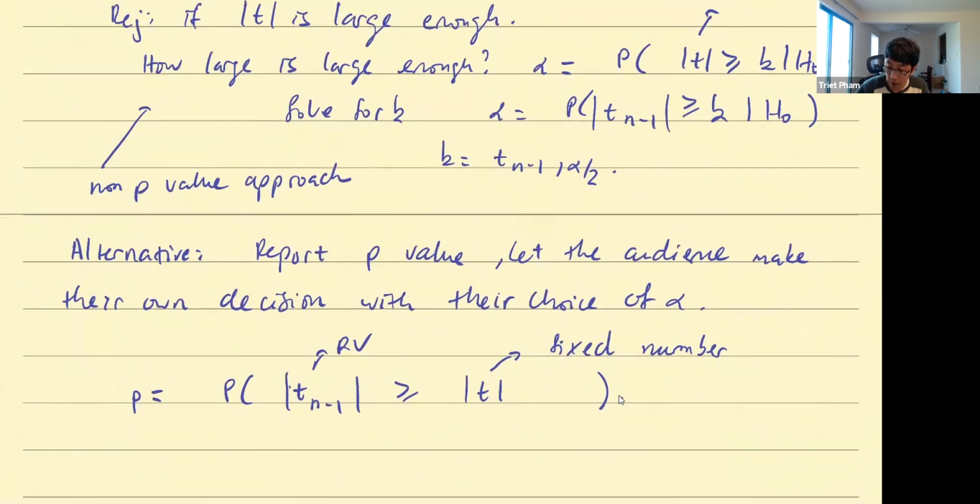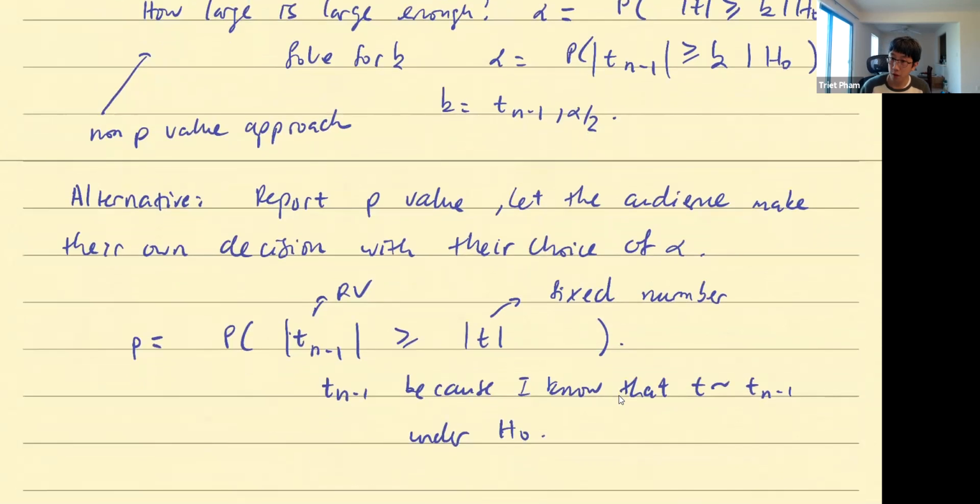And why do I form a p-value like this? Again, because I know that t is a t distribution with n minus 1 degrees of freedom under the null. So in other words, this is your p-value, and that's it.